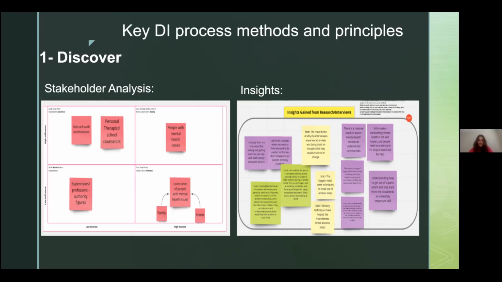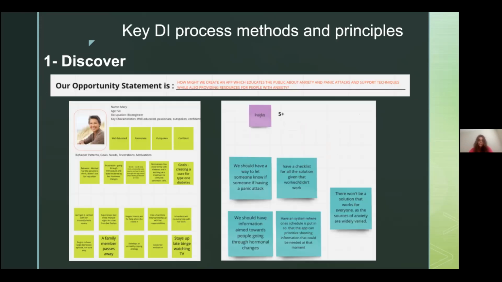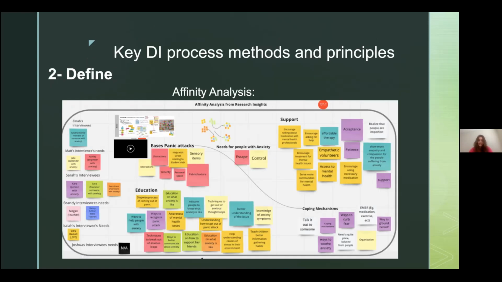So we went through the 4Ds process twice to create our app. In the discover phase, first we identified our stakeholders and did some interviews to gain initial insights. Next slide. Then we iterated on our design results and created personas and scenarios. We then developed 5 additional insights that were more specific than our first insights. And our opportunity statement is, how might we create an app which educates people on anxiety while also providing resources for people with anxiety? Next slide.